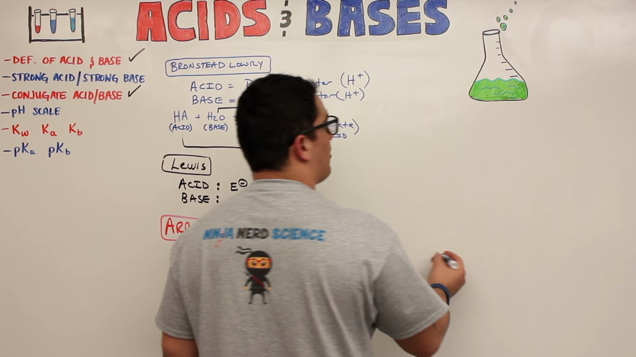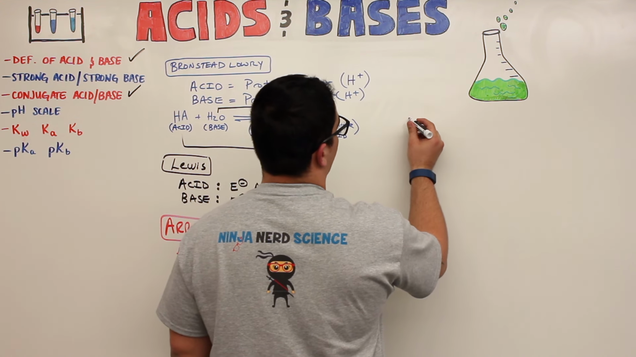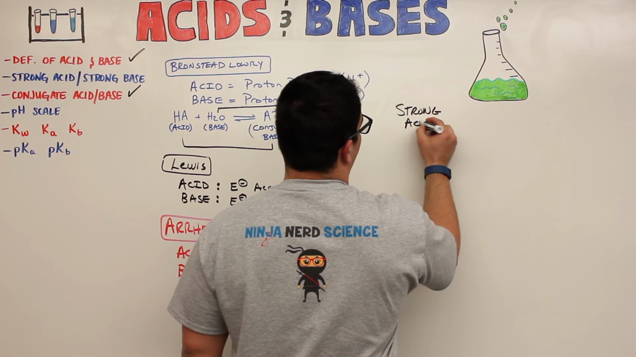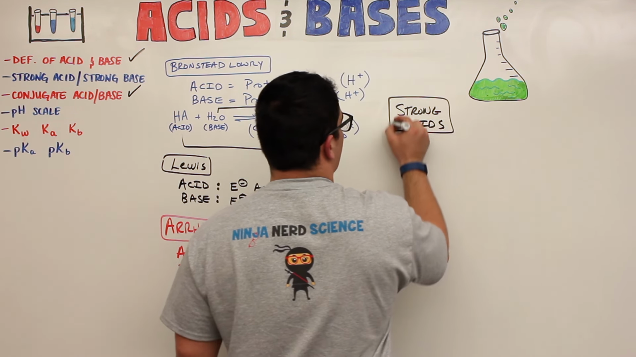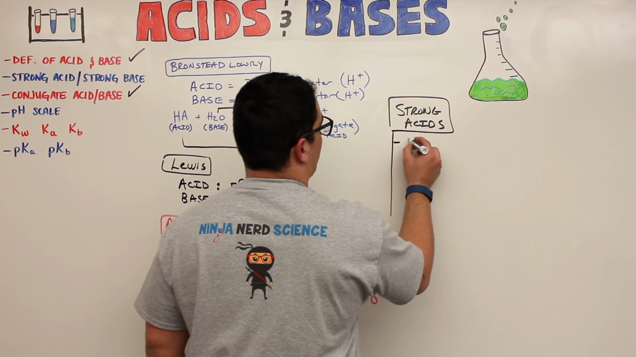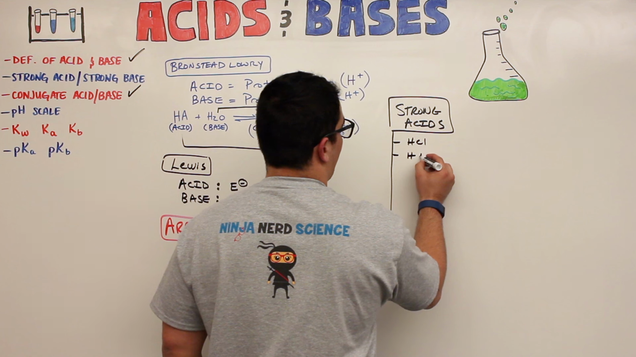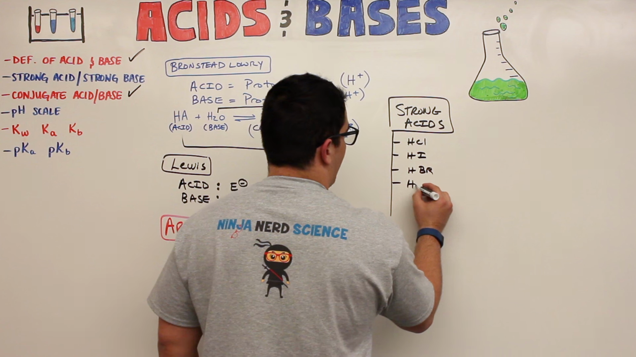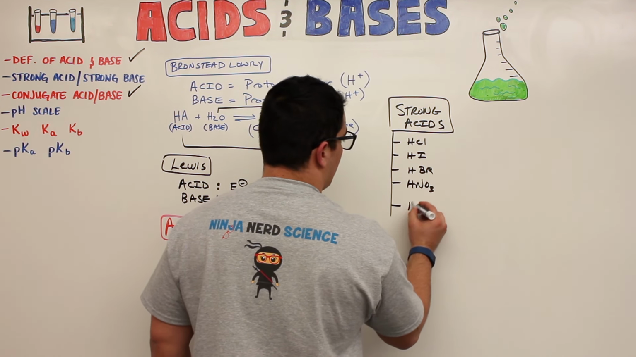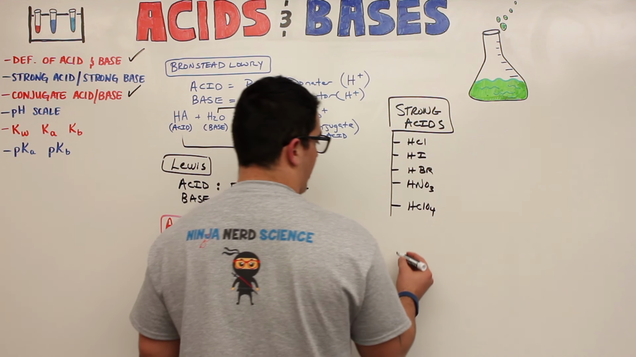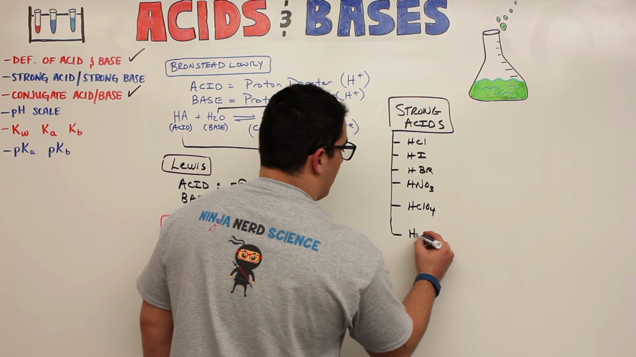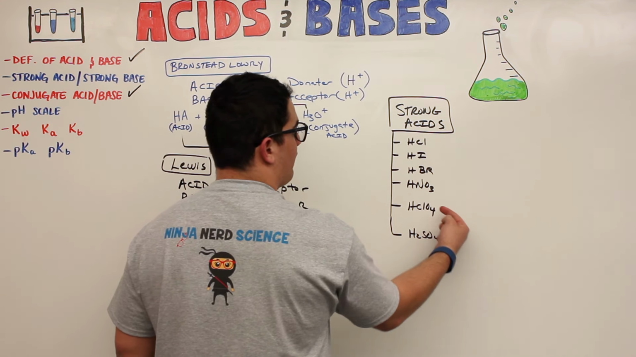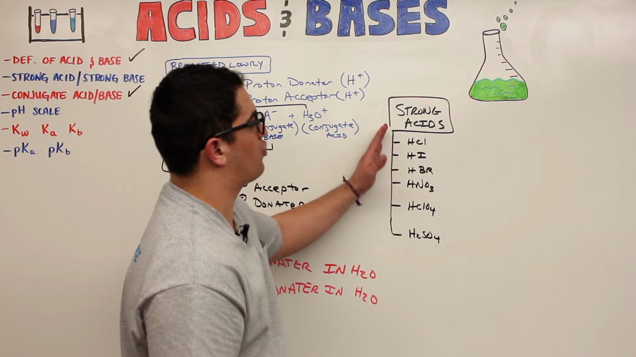For example, I'm going to write down all of our strong acids here. Strong acids. These are going to be hydrochloric acid, hydroiodic acid, hydrobromic acid, HNO3, which is nitric acid, HClO4, which is perchloric acid, H2SO4, which is sulfuric acid. So how many do we have? 1, 2, 3, 4, 5, 6. These are our 6 strong acids.